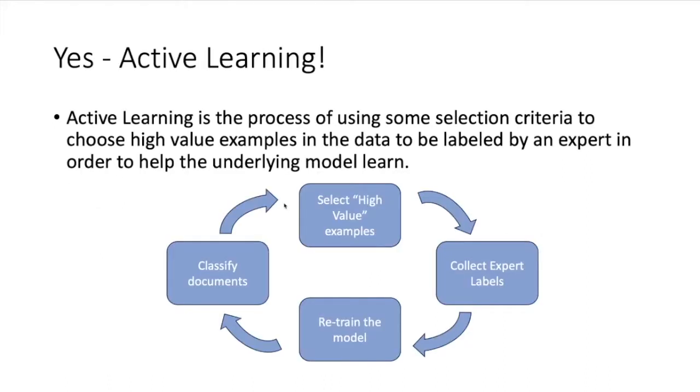So is there a way? Yes, that way is using something called active learning. So active learning is the process of using some selection criteria to choose high-value examples from the data to be labeled by some expert in order to help the underlying model to learn the topic.